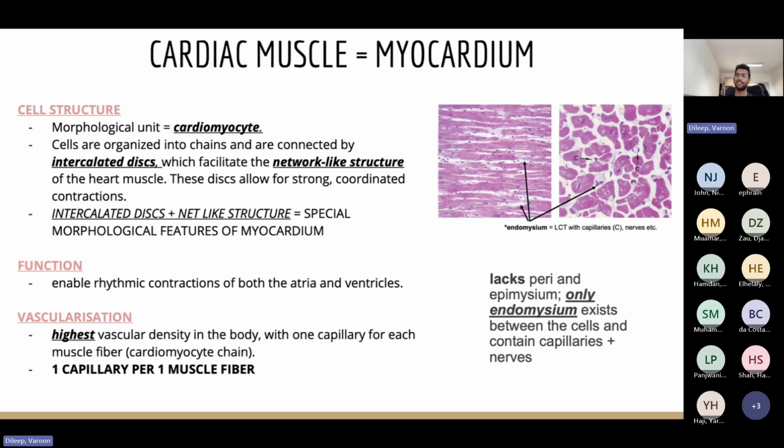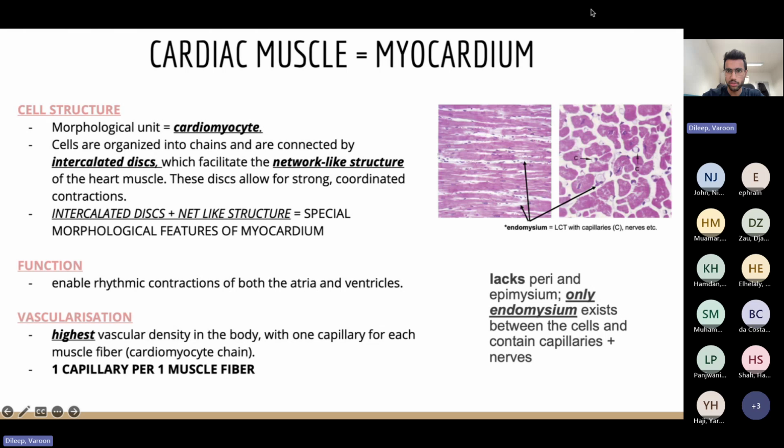These intercalated discs give the myocardium a network-like structure, which allows for strong, coordinated interactions. So in your microtest, you can have a question like, select the features of the myocardium, and the options can be intercalated disc, net-like structure, and so on. That's the format of the questions in the microtest for this topic. The function is that it enables rhythmic contraction of both the atria and ventricles to allow pumping of oxygen throughout the body. As for vascularization, it has the highest vascular density in the body, because again, we need rhythmic contraction of the heart to supply oxygen throughout the body.